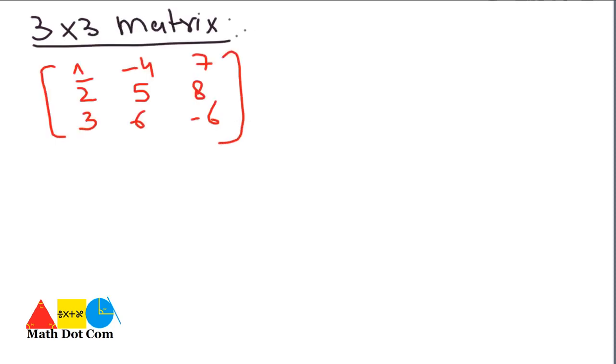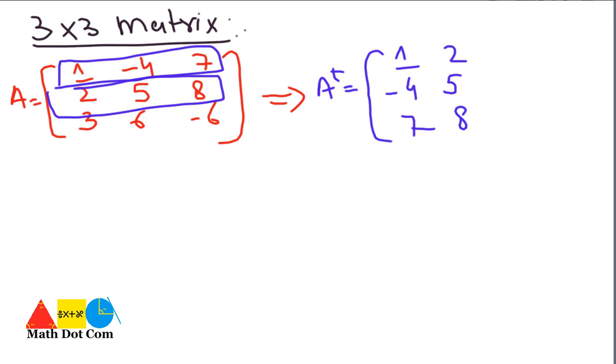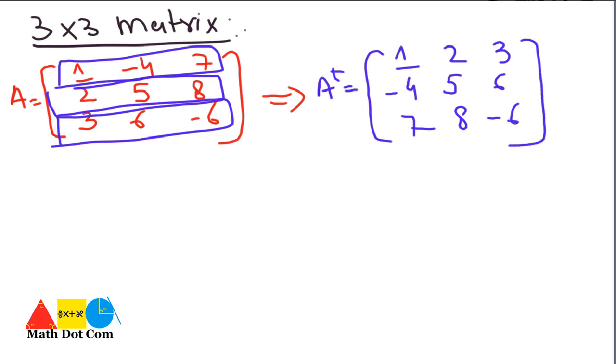Now this is a matrix of 3 into 3 order, and you have to convert it into its transpose, A transpose, by converting rows into columns and columns into rows. So first we will see this is a row, convert it into column. We'll write 1, minus 4 and 7. Then this is a row, we convert into column 2 5 8, and then this is a row, convert it into column as 3 6 minus 6. So this is the transpose of a matrix. We have converted the rows into columns.